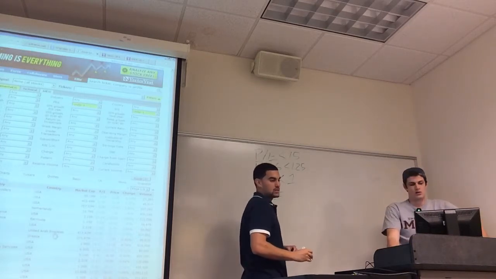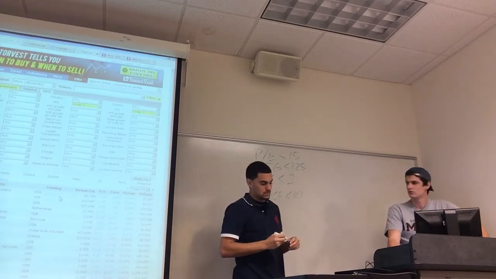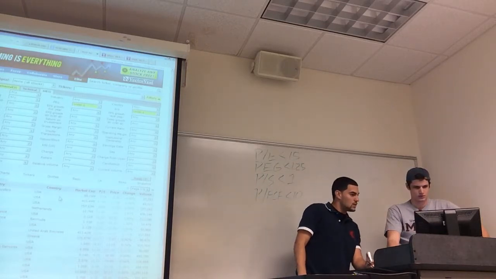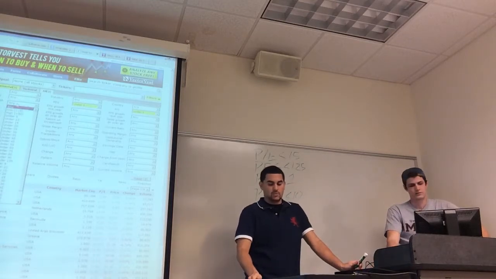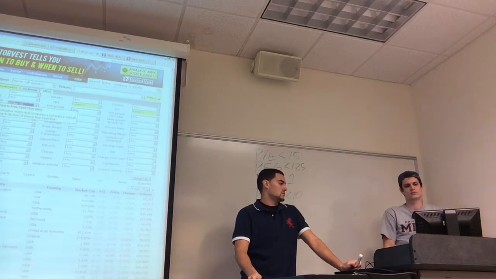We'll want that to be less than 10. Where's that one? Free cash flow. Yes, might be under cash flow. Where's free cash flow? Yeah, there we go. So this will be the stock price over the operating cash flow per share.